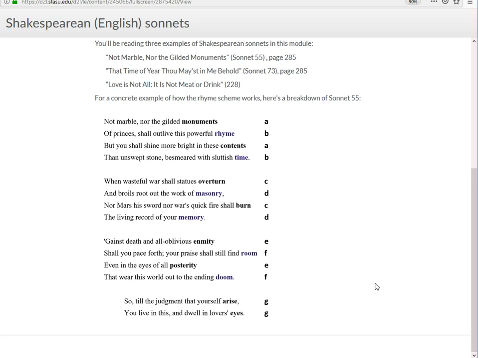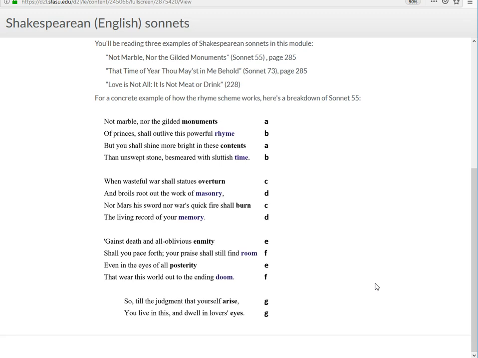Shall shine more bright in these contents. This is reflexive. It's talking about the poem itself. Than unswept stone besmeared with sluttish time. People have to keep up monuments, and if they don't, well, we've got a funny word here: sluttish. And if you're familiar with the usual modern use of the word slut, this could be really confusing. Because the first time I read this, I tried to make this like morally loose or sexually licentious or something, and I could not figure out how time would be that way.